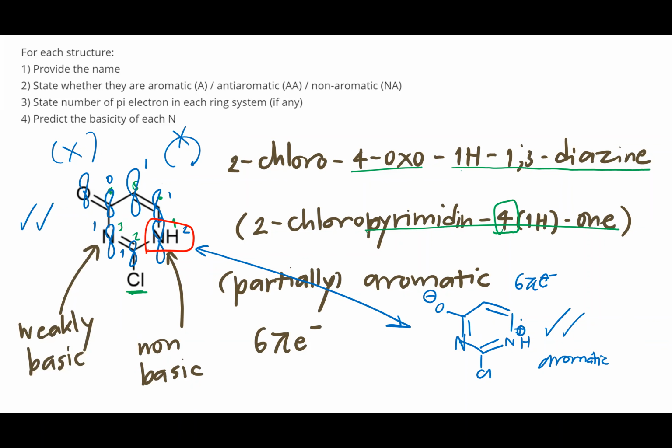is non-basic because it used the 2 electrons to delocalize into the ring, and even worse, it also delocalized into the carbonyl group. So this nitrogen behaves more like combining the pyrrole and the amide, so it is very much non-basic at all. But for this nitrogen, the lone pair is in sp2, so this is weakly basic. Okay.